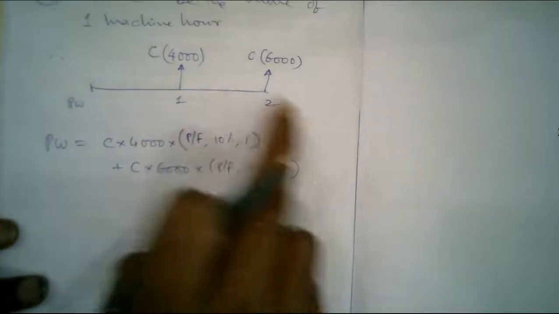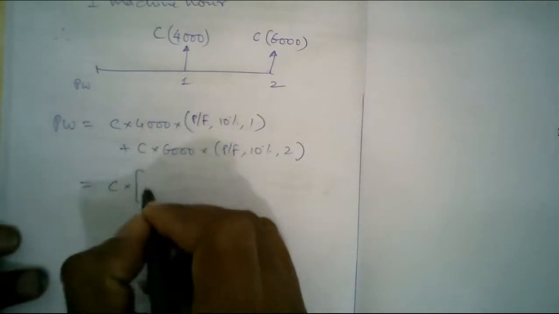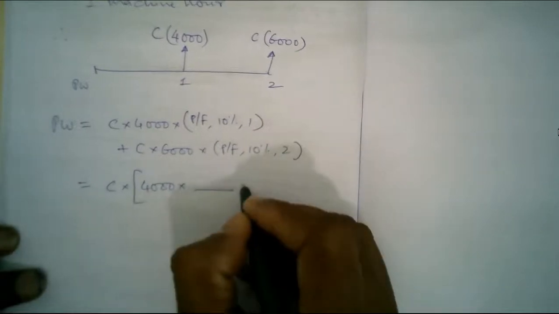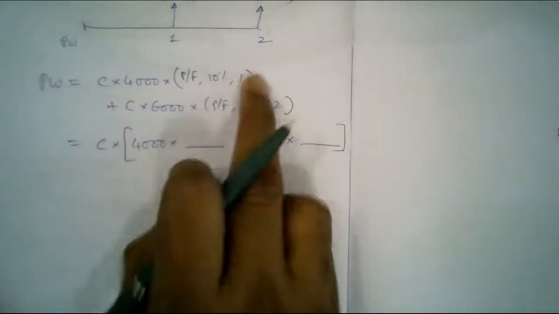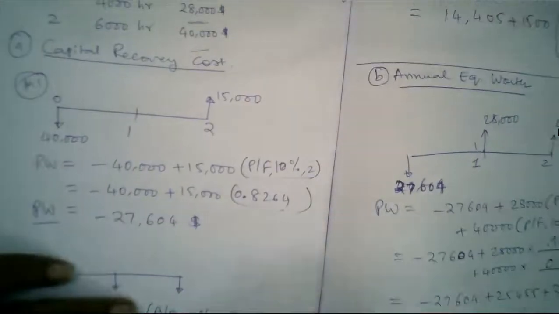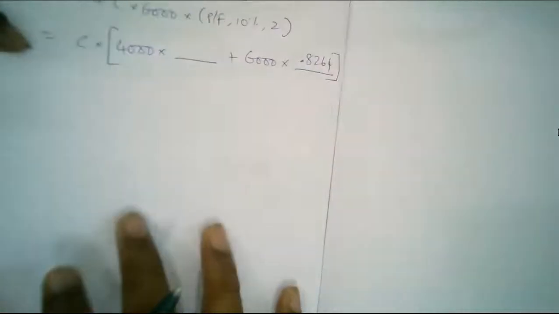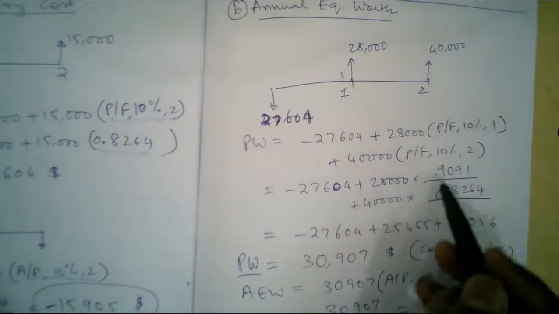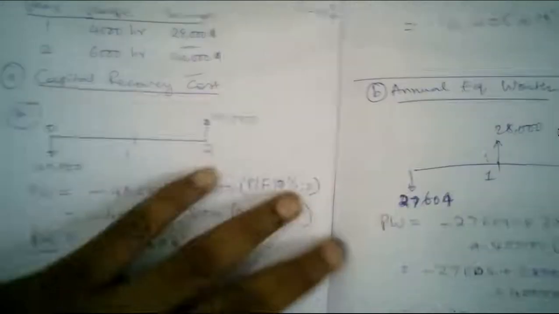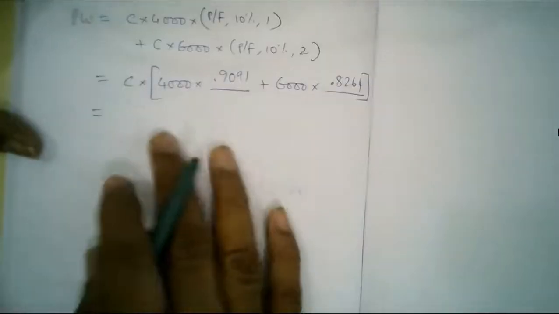Because these are future values, I want to find the present value. So that is nothing but C into 4,000 into some factor plus 6,000 into some factor. What is P by F, 10%, 1? P by F, 10%, 2 is 0.8264, which we calculated earlier. And P by F, 10%, 1 is 0.9091, which we referred to. So now that we have these values, let us calculate this.